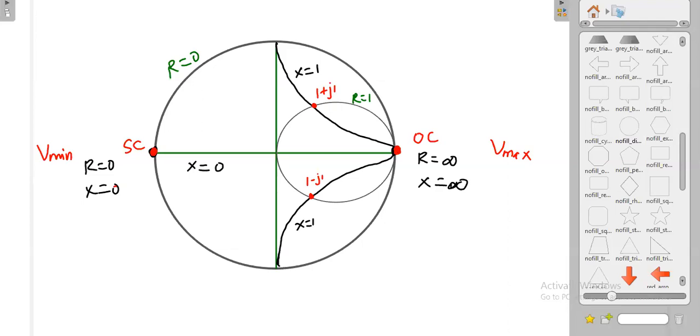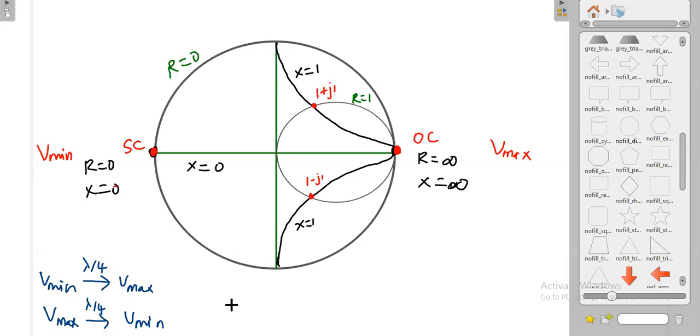Refer to yesterday's notes. If you want to go from V minimum to V maximum, how long do you have to travel? Lambda by 4. Similarly, if you want to go from V max to V minimum, again the same distance, lambda by 4. Then tell me, what is the total circumference of the Smith chart? From here to here is lambda by 2, and from here to here is lambda by 2. Then one complete rotation, total movement on the Smith chart, is lambda by 2.